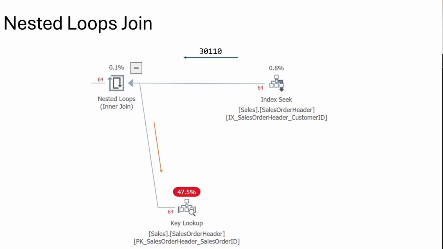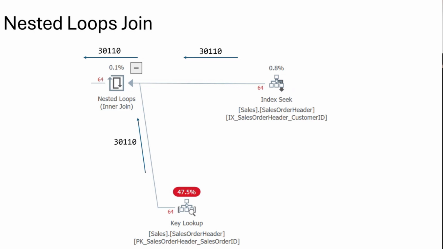And since there is only one corresponding row returned from the inner input of the nested loops, once processed by the join, it is returned to the caller. And the reason why there is a nested loops between these two indexes is because index sales order header customer ID is a non-clustered index.